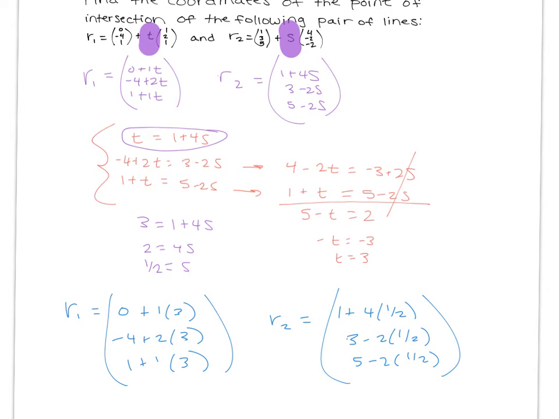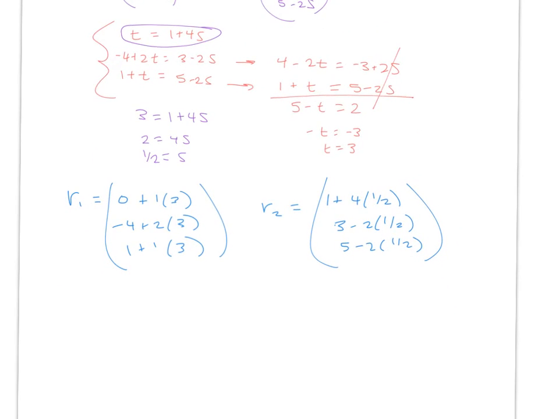And there's my other. Now I'm going to simplify each of those, so that gives us 3, negative 4 plus 6 is 2, 1 plus 3 is 4. That gives us the coordinates of our point. And I'm going to do it on the other side as well. So 1 plus 4 times 1/2, that's 1 plus 2 is 3. 3 minus 1 is 2. 5 minus 1 is 4.